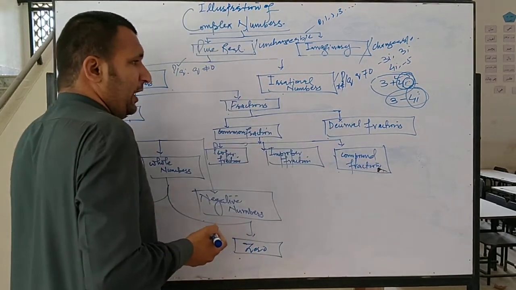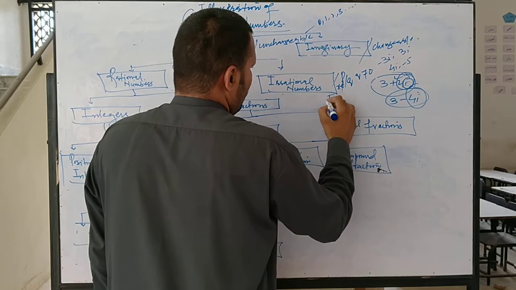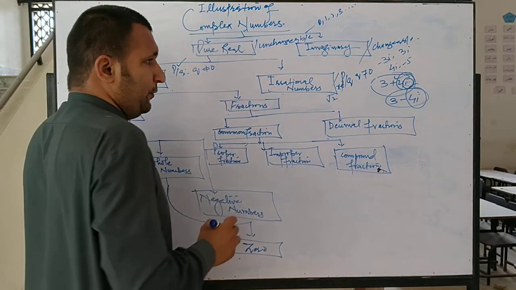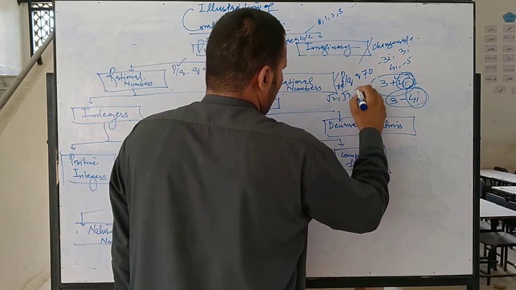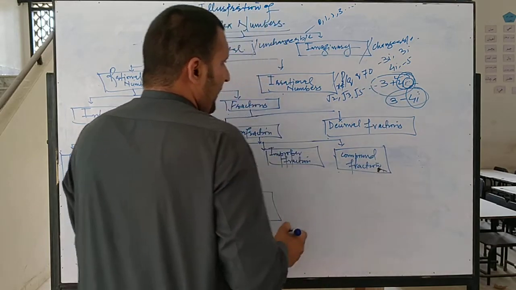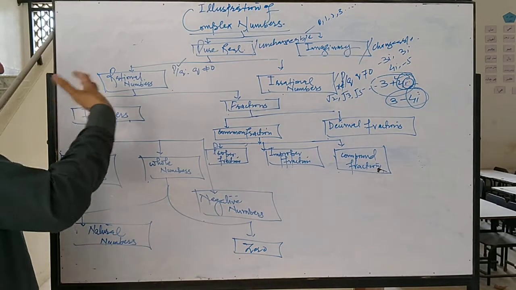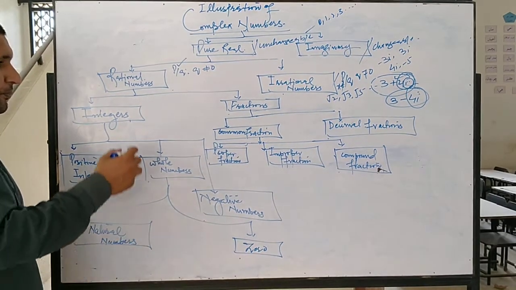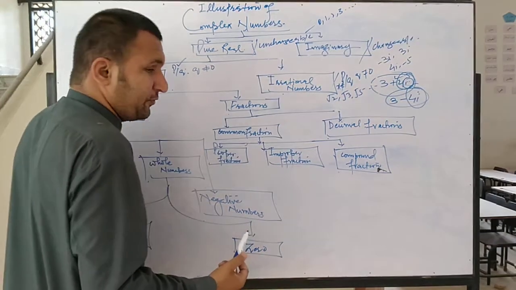Irrational means we have direct values of square root of 2, square root of 3, square root of 5. This is an irrational number. And again rational is converted into two parts. Number one is integer, number two is fraction.